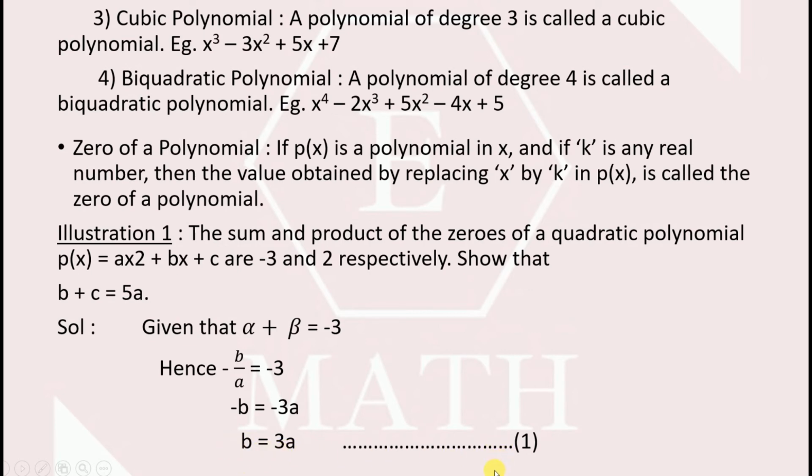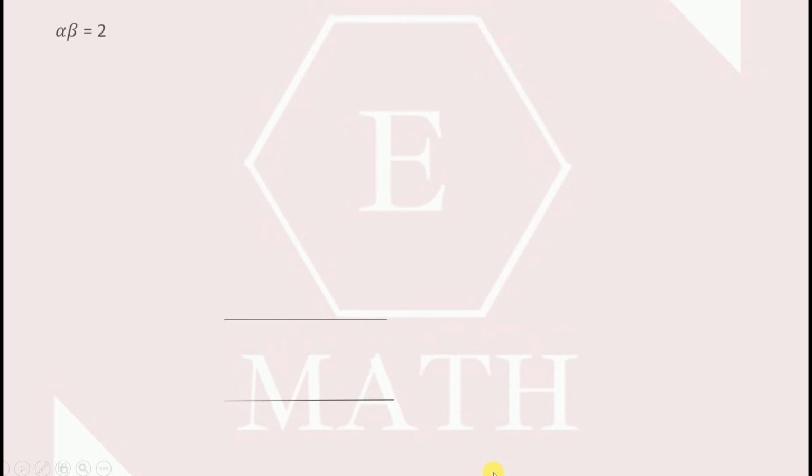The same way, next, alpha beta, that is the product of the zeros, will be equal to 2. They have given that in the question. So the formula is c by a: alpha beta is equal to c by a. So c by a is equal to 2. Then c will be equal to 2a, which is our equation number 2.